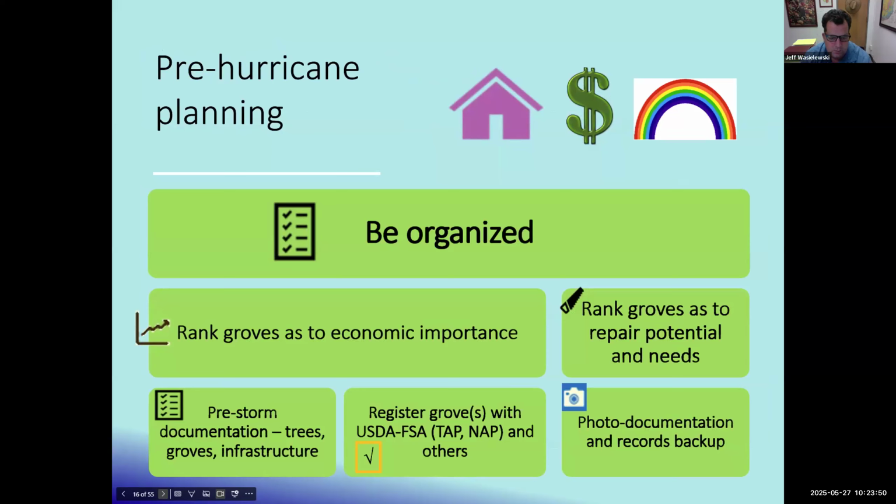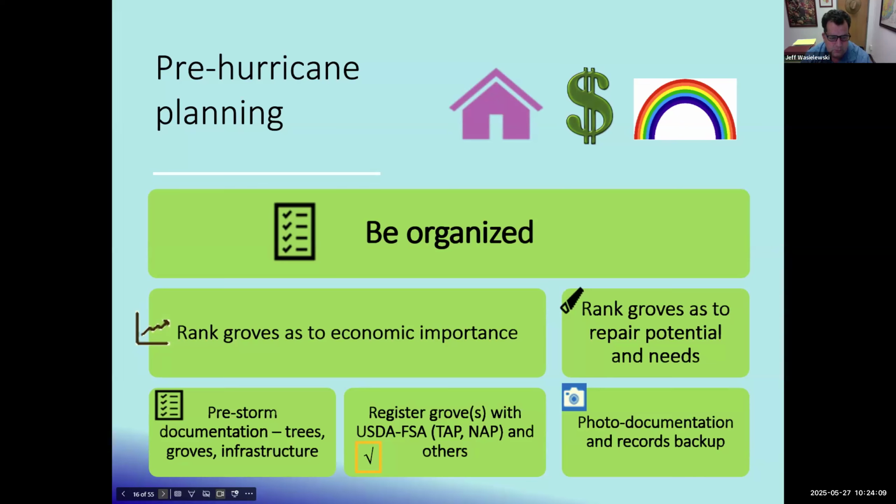Rank groves as to potential repair needs. So which one's going to need the most? If you have dragon fruit over here and mangoes over there, the dragon fruit are going to need more, but maybe the mangoes are making more money, so you're going to go to them first.